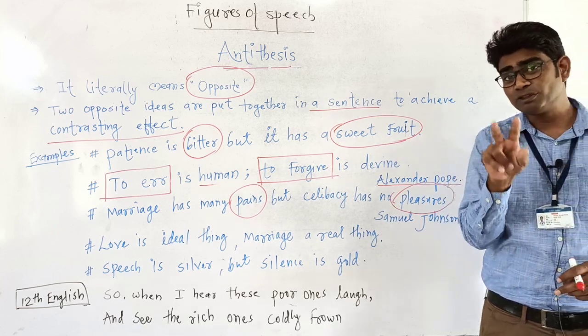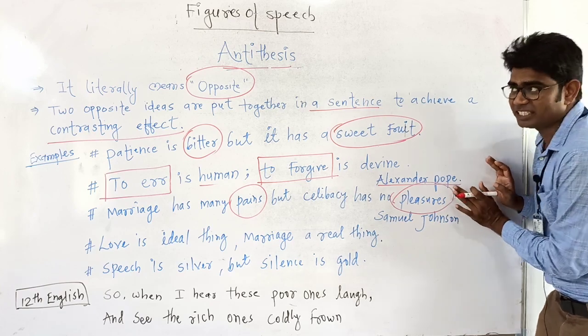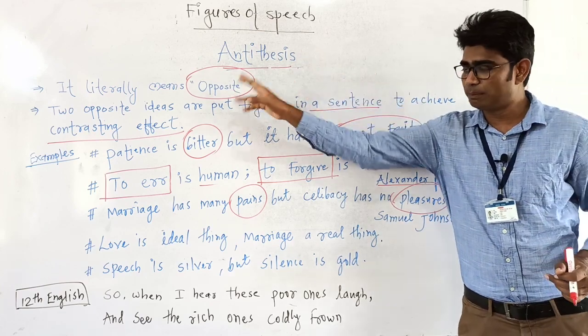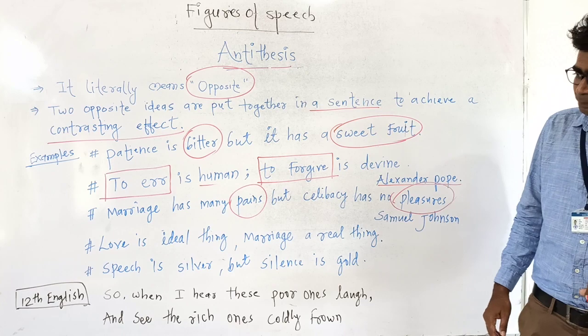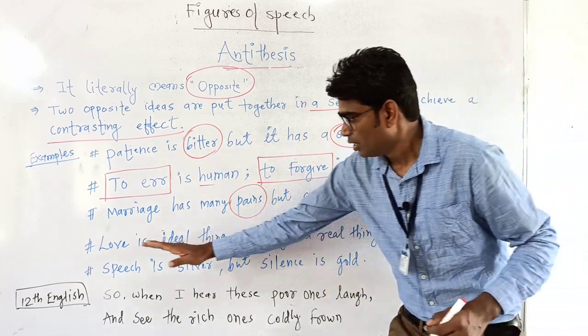are put together in a single sentence and it creates a poetic effect. That is why it's an antithesis. Its meaning is opposite. That is all. Very simple. Next sentence. You yourself try to understand this. This is one. Love is ideal.